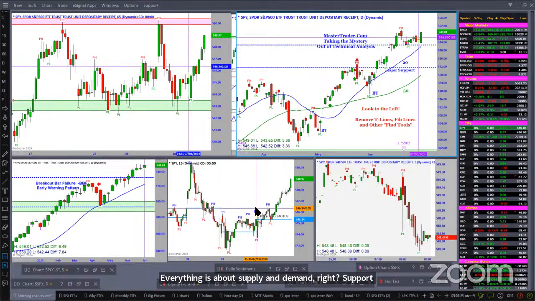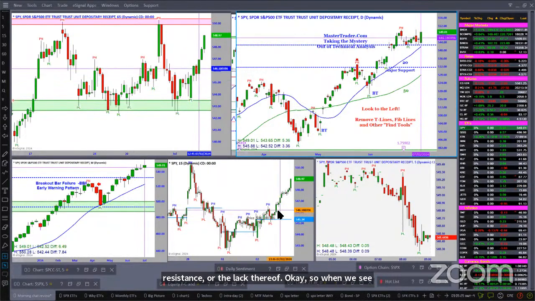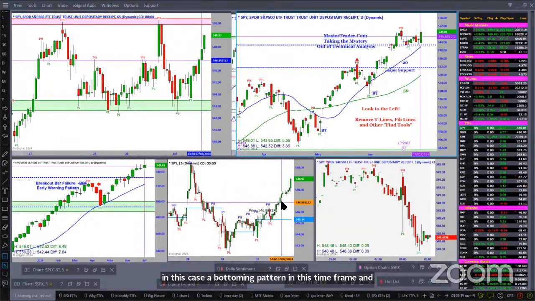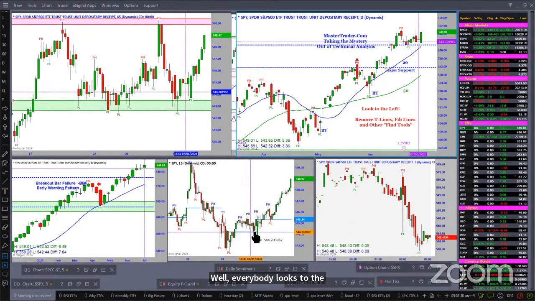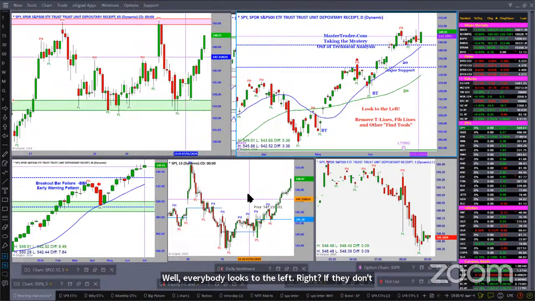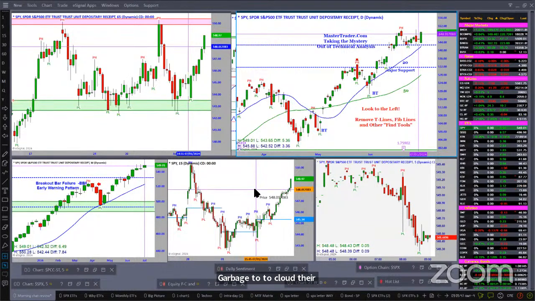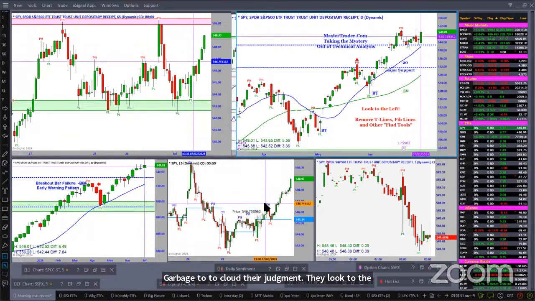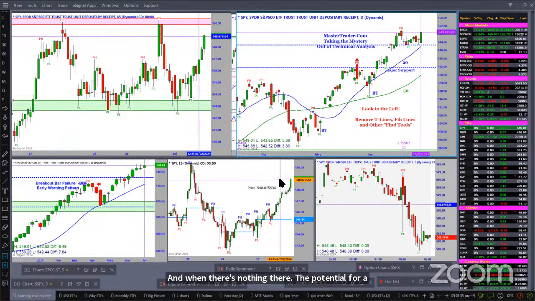So when we see, in this case, a bottoming pattern in this time frame, and prices start to lift up, it's like, where am I going to sell? Well, everybody looks to the left, right? If they don't have an Ichimoku cloud on there and all kinds of other garbage to cloud their judgment, they look to the left to see where there is some resistance to sell into. And when there's nothing there, the potential for a larger move begins.